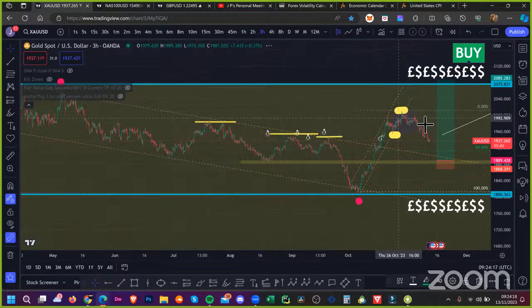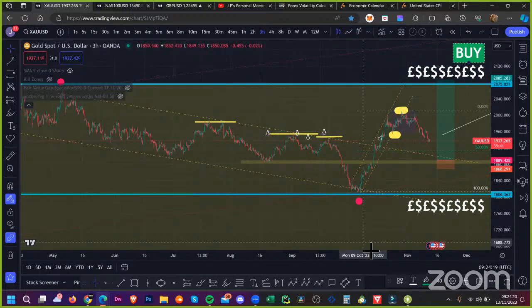And right now there's a correction that's happening after breaking some structure. I hope you understand everything I've said and gone through. Okay, have a look at the GU.